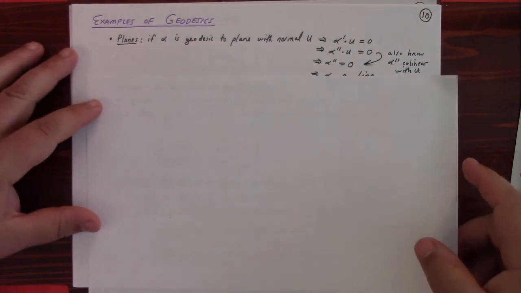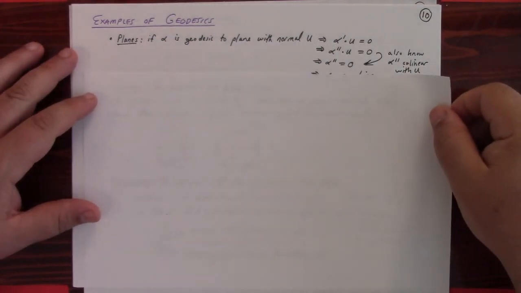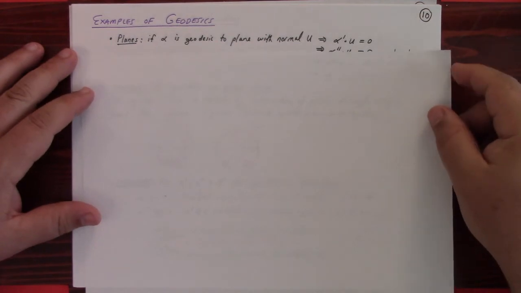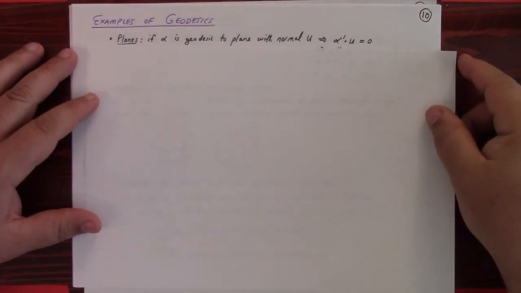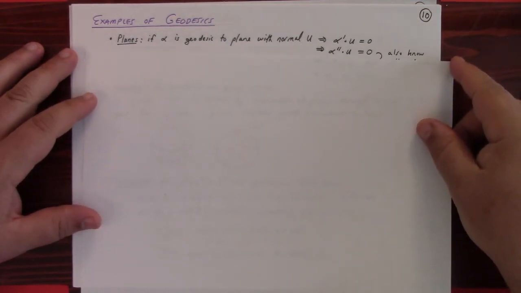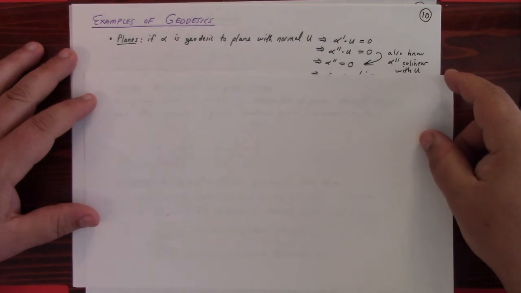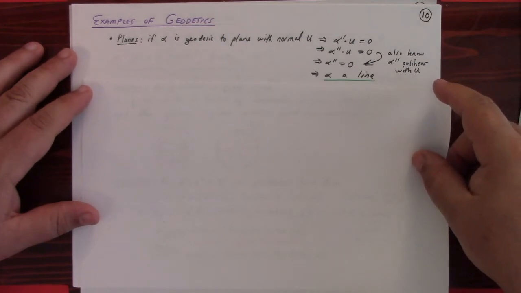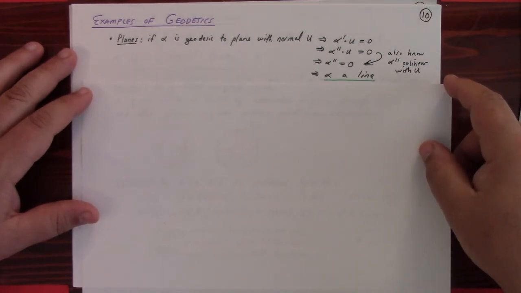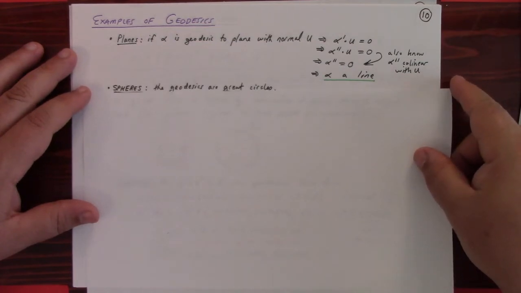So examples. A plane. Alpha is a geodesic of a plane with normal u. That means alpha prime dot u is 0, of course. But we also know, if we differentiate again, that the acceleration dot u is 0. So the acceleration must be collinear with u, which is to say that alpha is a line. So the only geodesics in a plane are lines.